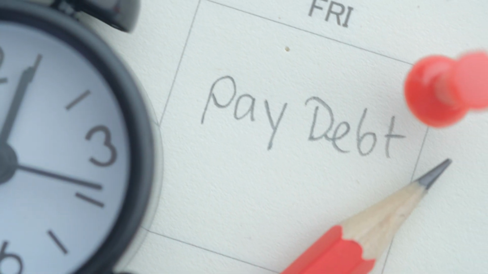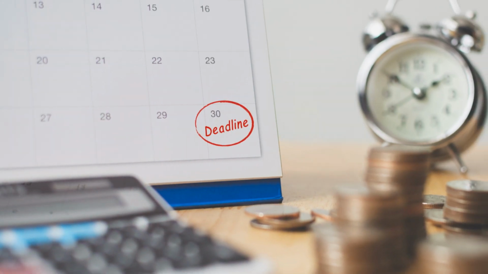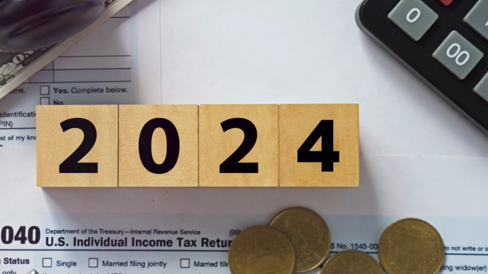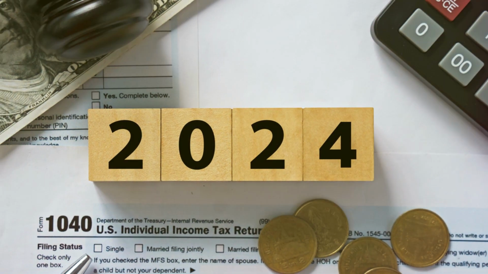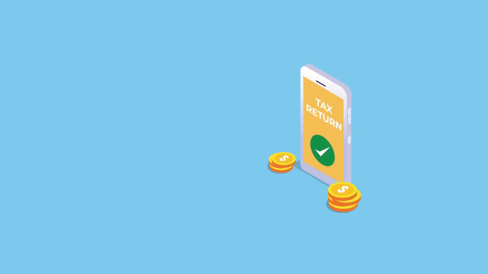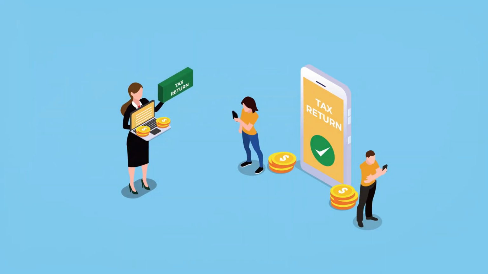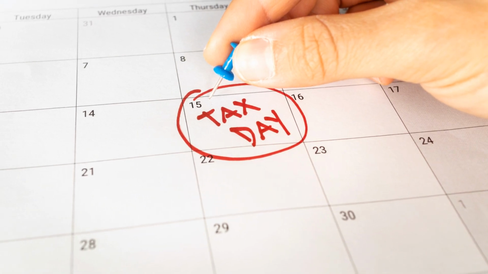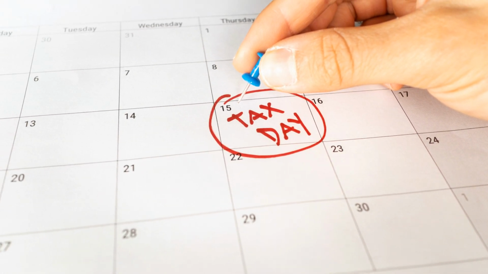Lastly, keep track of deadlines. Missing the filing deadline or estimated tax payment deadlines can result in penalties and interest. Set reminders to help you stay on track. By avoiding these common mistakes, you'll make the tax filing process smoother and less stressful. Now, let's move on to understanding the tax timeline.